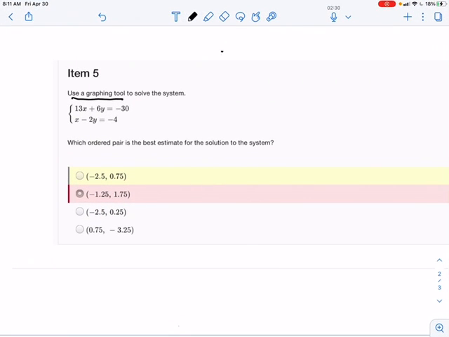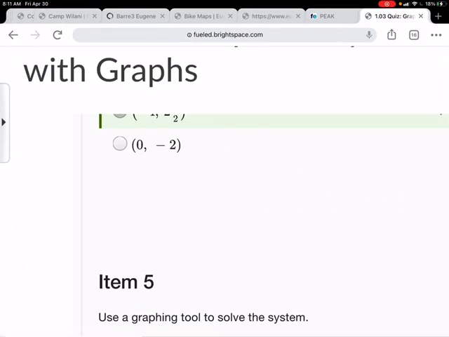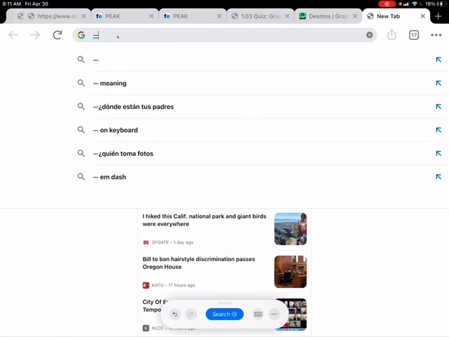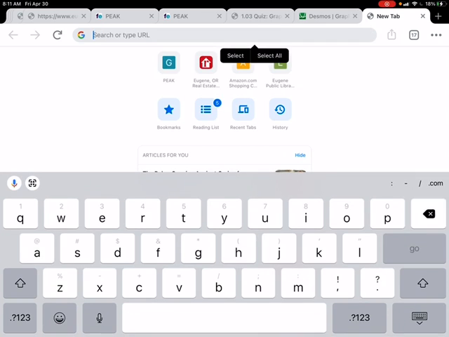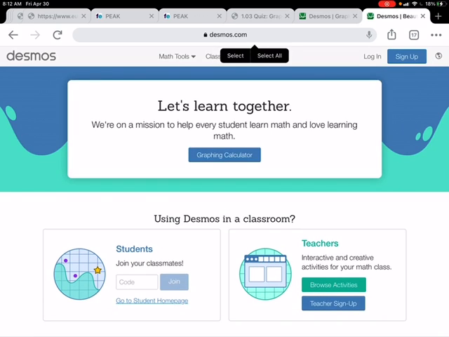So for this question, they're saying use a graphing tool, and I would highly recommend, and all math teachers nowadays are recommending, a website called Desmos.com. You can also get an app of Desmos.com, but if you go to Google and just type in Desmos.com, you can get this graphing calculator.